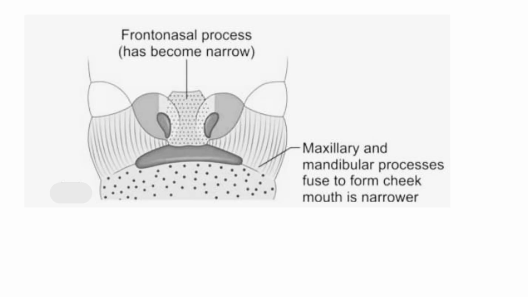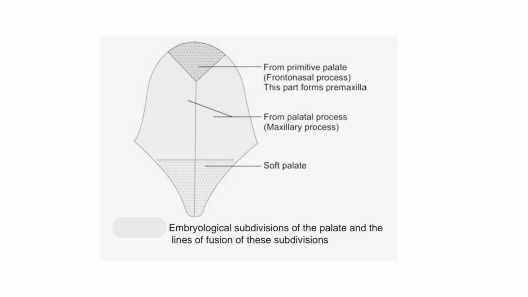Now let's begin talking about the development of the palate. Let's understand how the palate is formed. The palate is formed from the maxillary process, which forms the palatine process, and then there is the frontonasal process, which forms the premaxilla. The premaxilla is also known as the primary palate, whereas the palatine process is also known as the secondary palate.